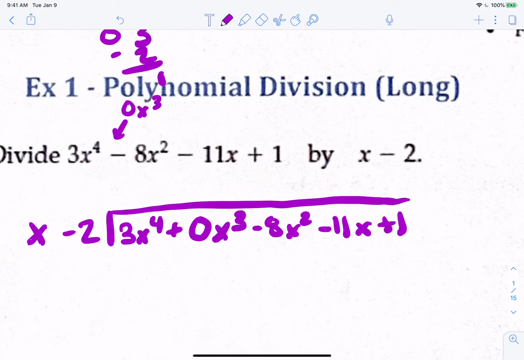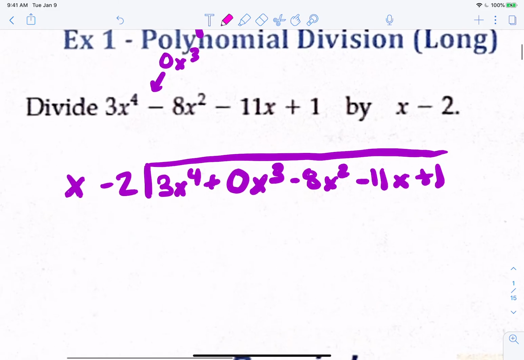Okay? All right, so we are ready to long divide. Are we ready? No. We have to insert that in there if there is not an x to the third power. We just put 0 in front of it. So it holds the place. It holds the place. Okay?